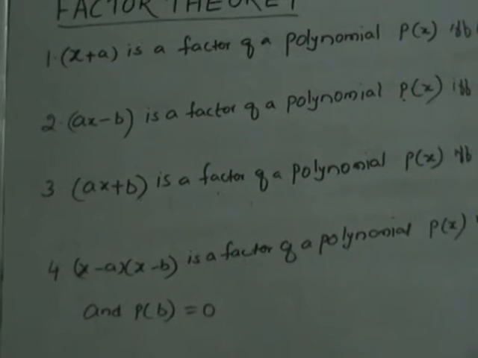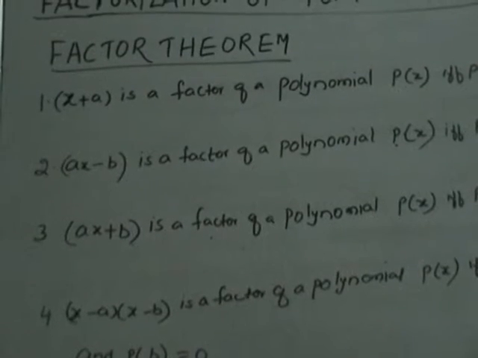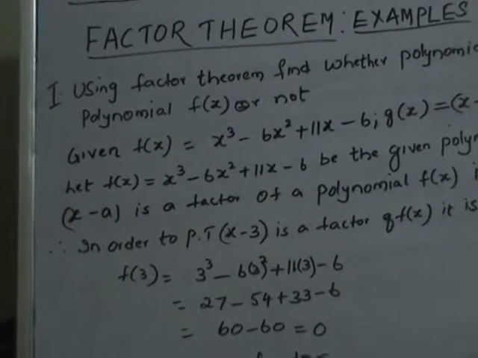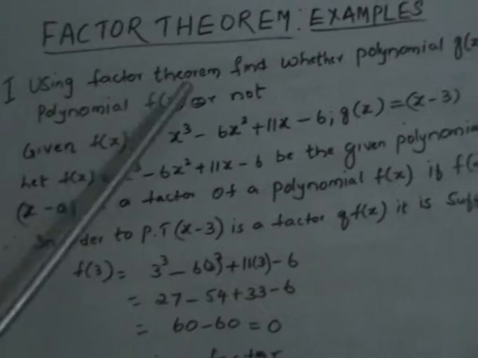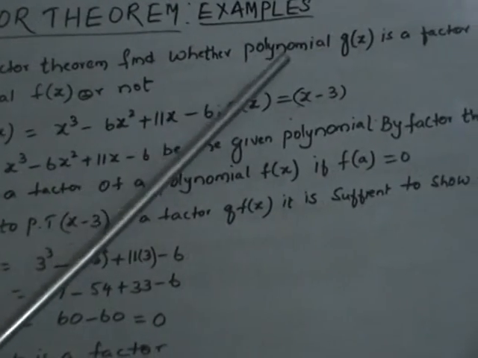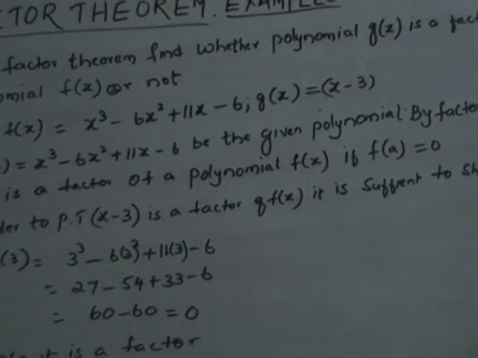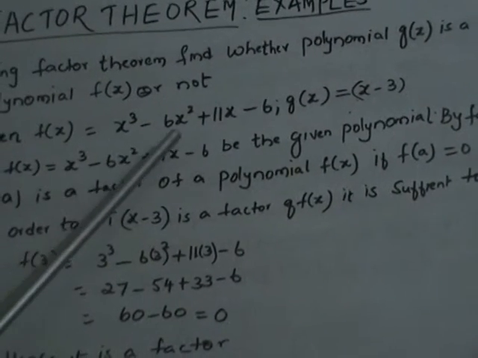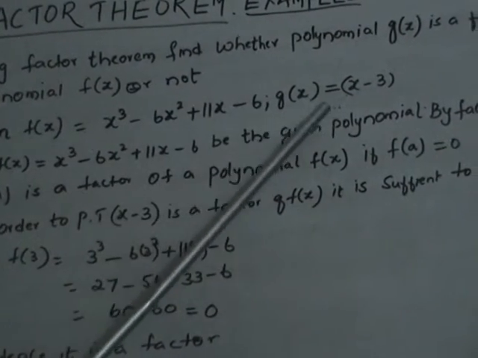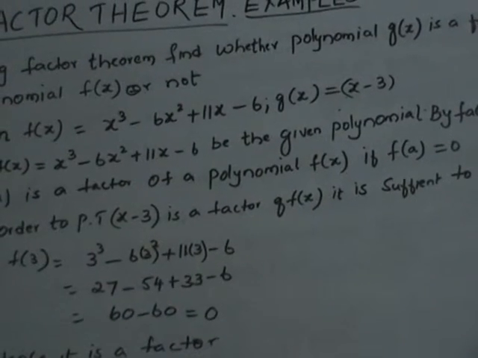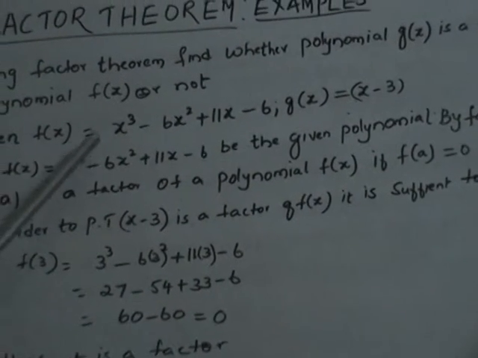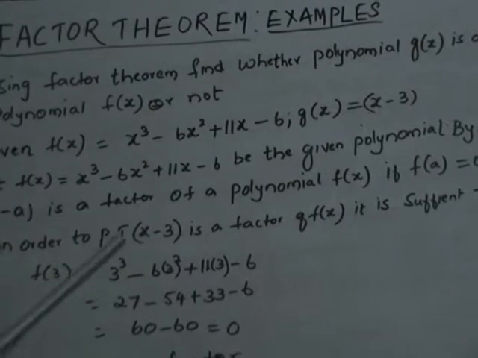Now let us solve some interesting examples. Now let us see some examples. Using factor theorem, find whether the polynomial g of x is a factor of polynomial f of x or not. Given f of x is equal to x cube minus 6x square plus 11x minus 6 and g of x is x minus 3. Let f of x is equal to x cube minus 6x square plus 11x minus 6 be the given polynomial.